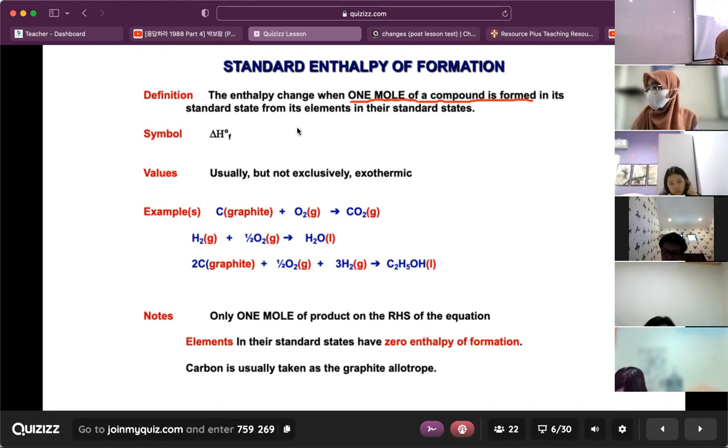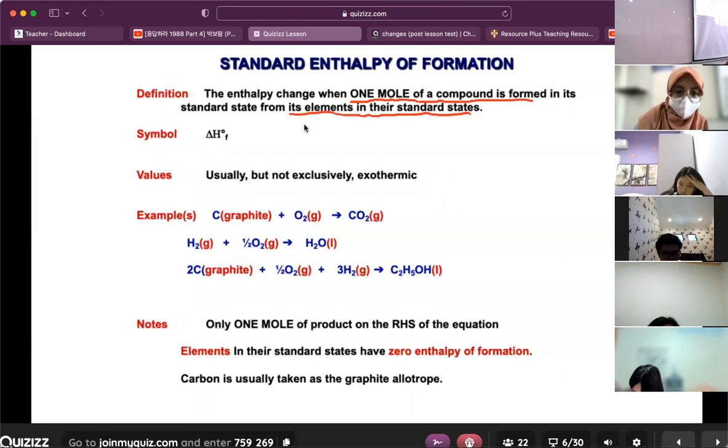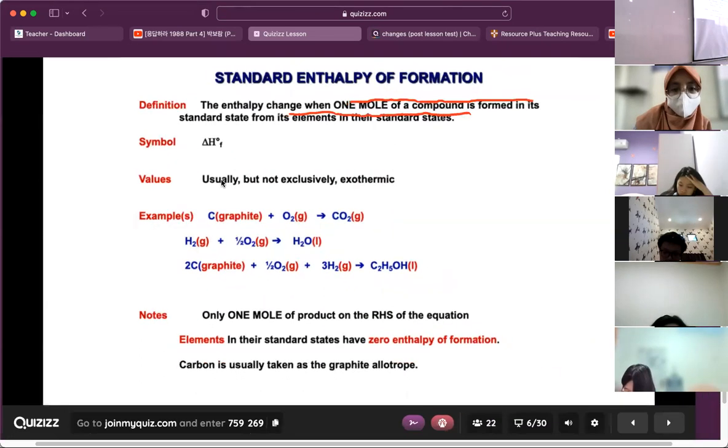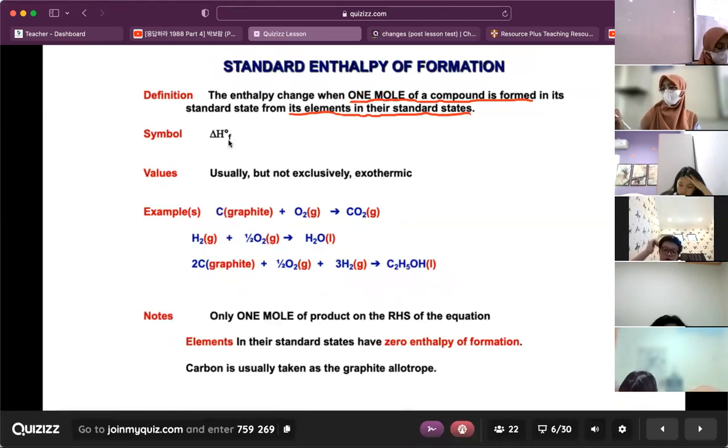In its standard state from its elements in their standard states. That is the most important thing you have to memorize. Okay, you have to memorize this one. And the symbol for standard enthalpy change of formation is delta H, with the standard symbol, followed by f as a subscript. So that is the symbol for standard enthalpy change of formation.